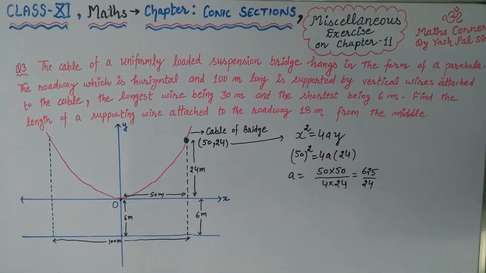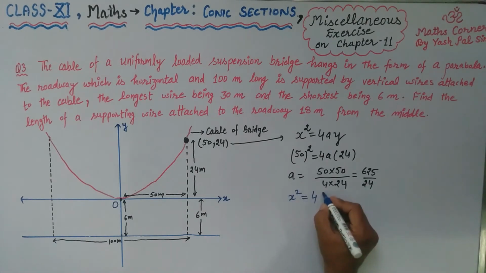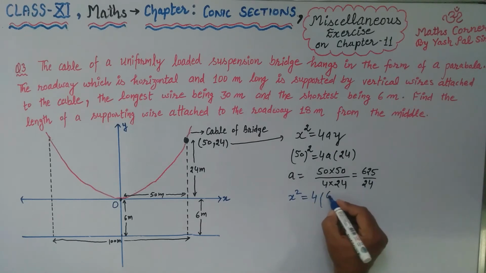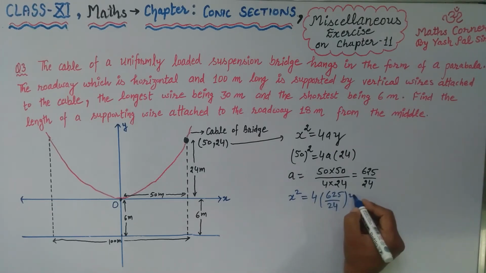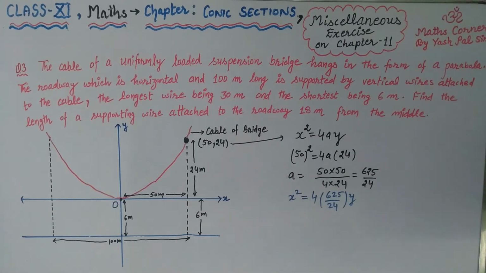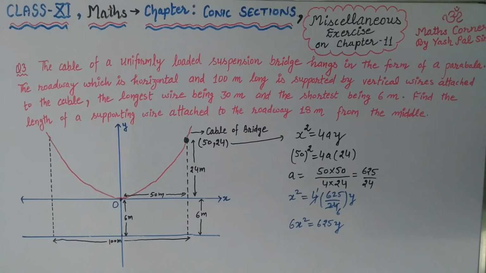So this equation now becomes x square is equal to 4 into a, means 625 divided by 24 into y. Okay, so we have 6x square is equal to 625 into y, right? The first part of the question.